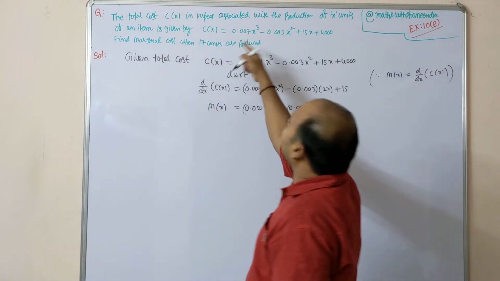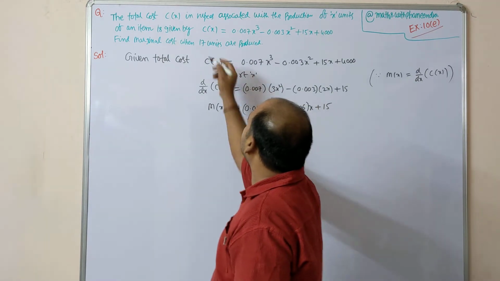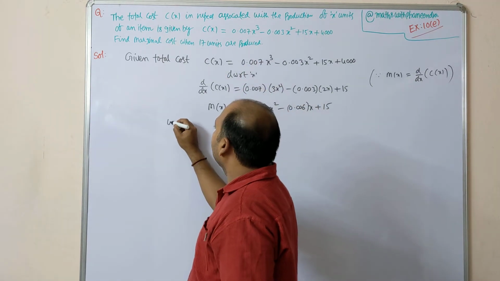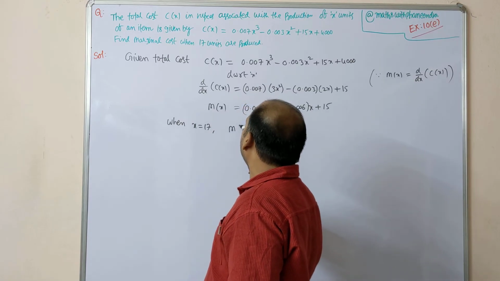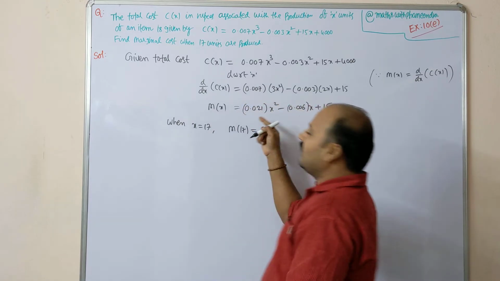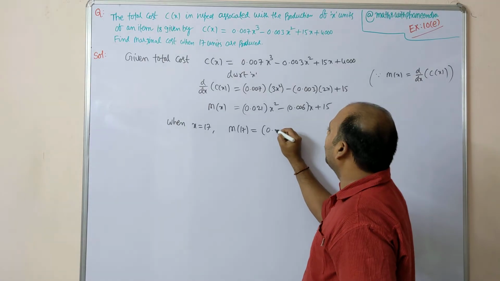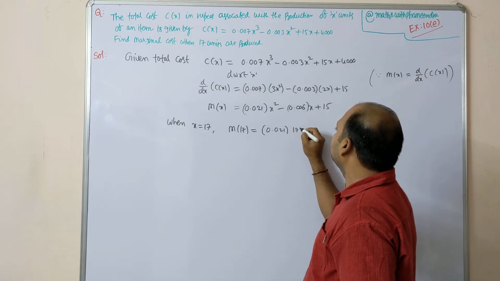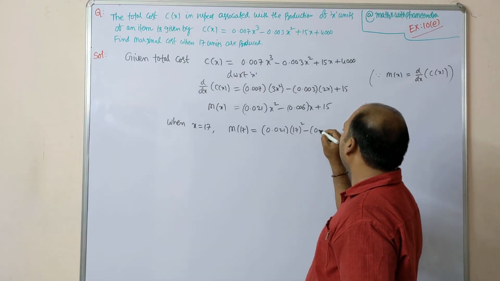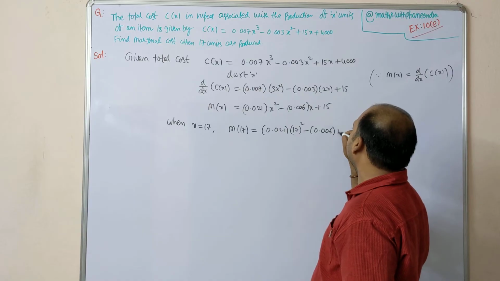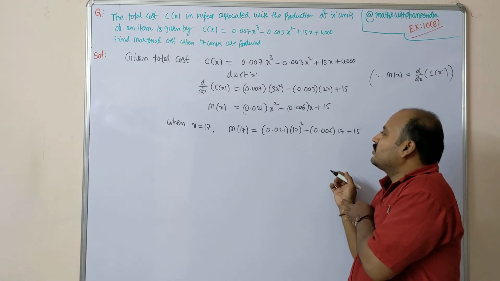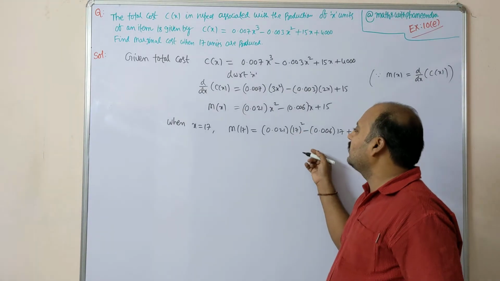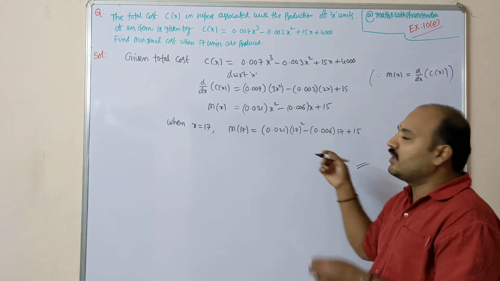But the marginal cost when how many units are produced? 17 units are produced. When x is equal to 17, the marginal cost M(17) is, wherever x is there, 0.021 into 17 squared minus 0.006 into 17 plus 15. So you need to simplify, dear students, 17 squared and this one. Whatever you get later, that is the answer.